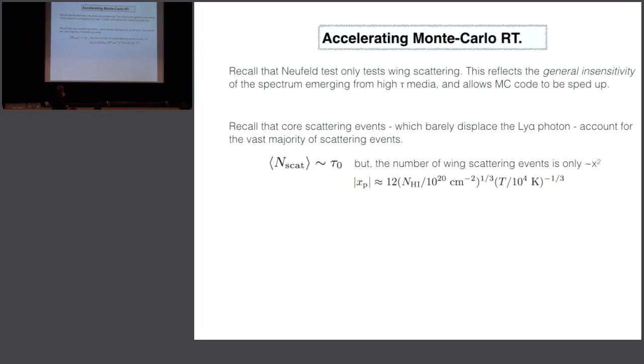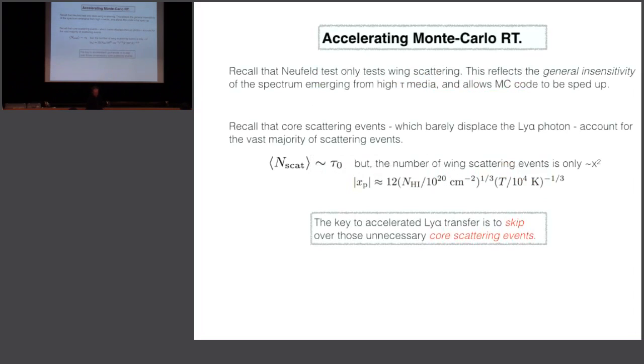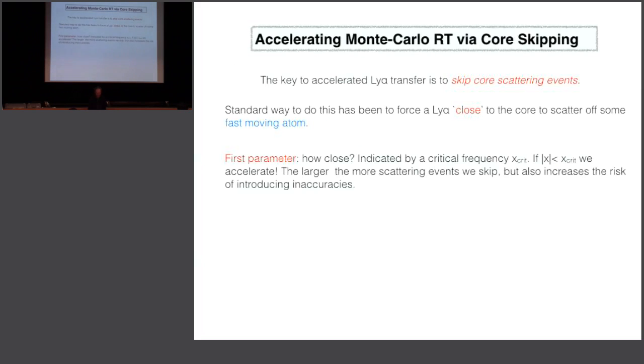Right, so I've mentioned this as well, now just the numbers. Number of scattering events goes as tau. Peak frequency is about 12 for an optical depth of 10 to the 7. So the number of scattering events in the wing where you escape goes as x squared. So that's about 150. So you have 150 scattering events that matter for the escape in the end, and that's 5 orders of magnitude less than the total number of scattering events that you have in the system, right? So the key to accelerating Lyman-alpha transfer is to skip these unnecessary core scattering events. But of course, it's not trivial how to do this.